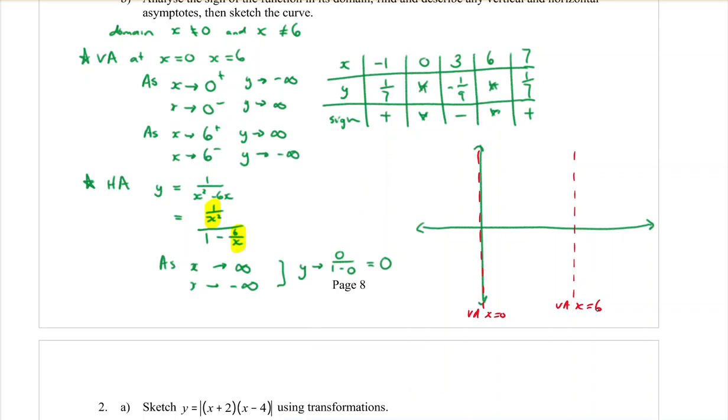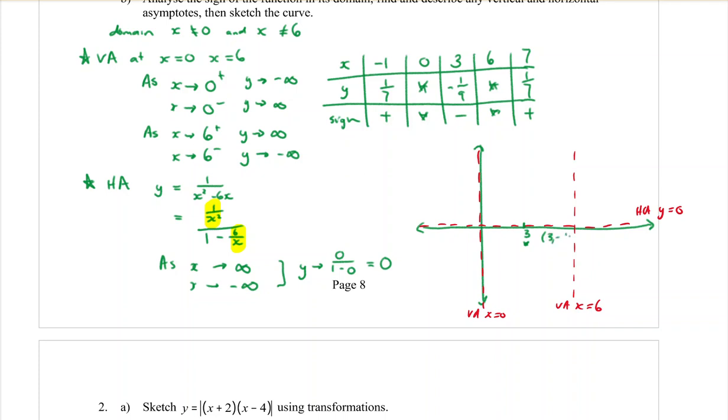And I have a horizontal asymptote coming across here at y equals 0. I found a turning point. Do you remember where it was? It was at 3, -1/9. Very good. So 3 right in the middle of those two asymptotes, which makes sense. And -1/9, not to scale, I'm going to write that next to it.